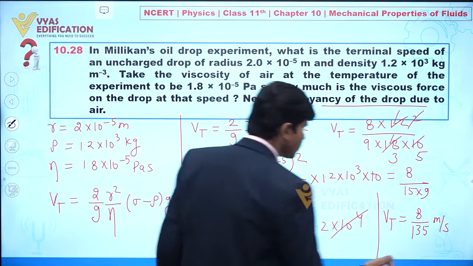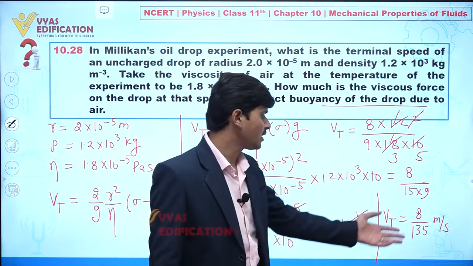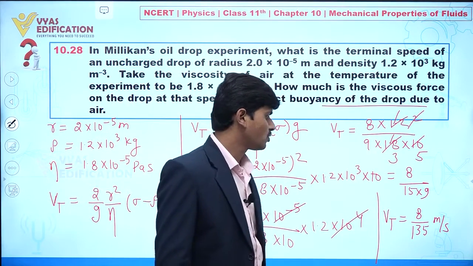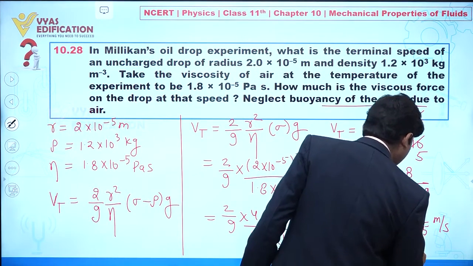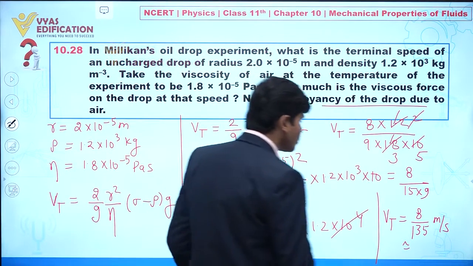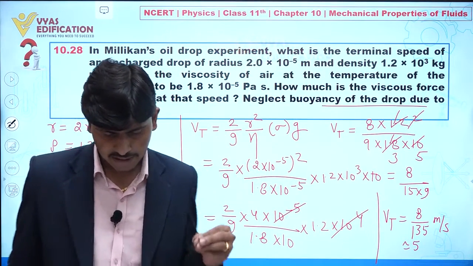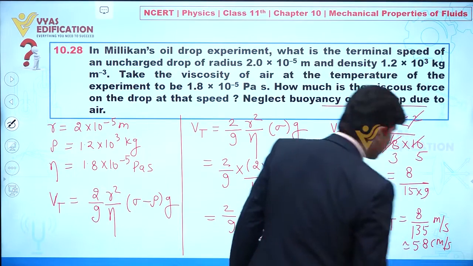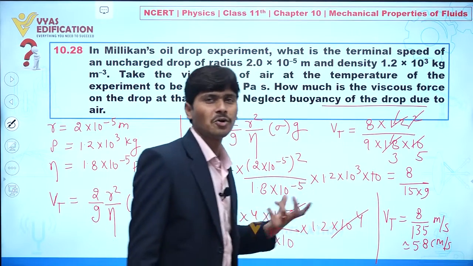Or you can also say, if we calculate 13 multiply 5 we have 65, 13 multiply 6 we have 78. So approximately we are getting this value, near about 0.58. If you write this value in centimeter per second, you will get 5.8 centimeter per second. So this is the value of terminal velocity of this Millikan oil drop.